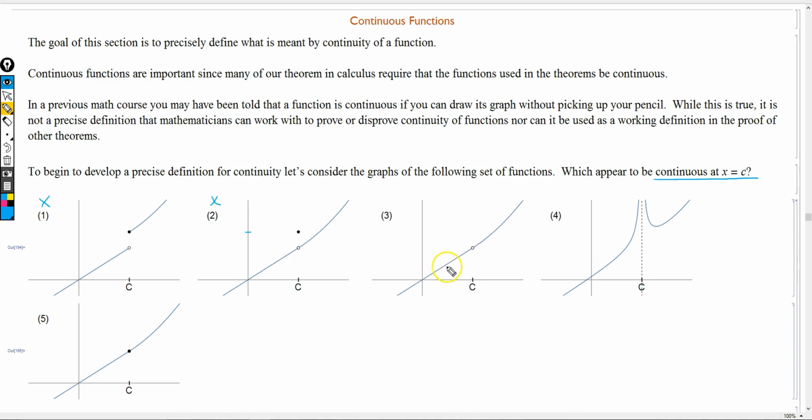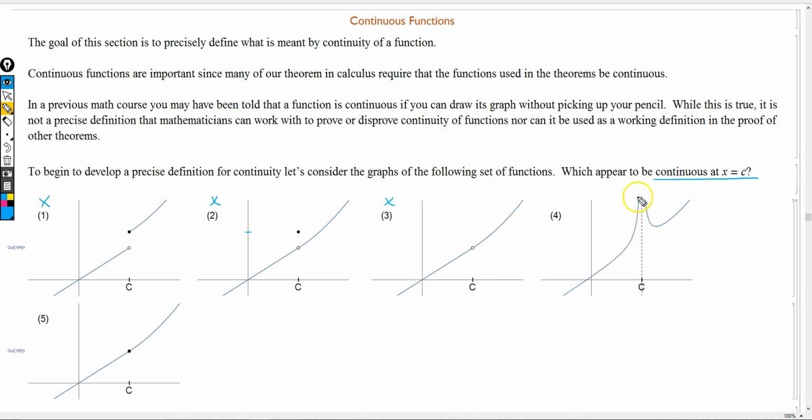Number 3, draw the graph with my pencil, then I actually have to hop over that little opening and continue. So no, this graph doesn't look like it should be continuous either. In this graph right here, f of c is actually undefined. If you draw a vertical line, you actually never hit the graph, so f of c is undefined. This one over here definitely doesn't look like it should be continuous.